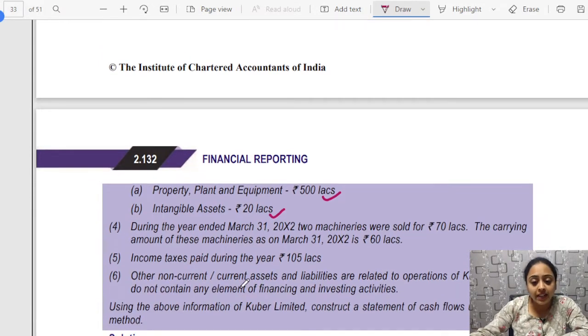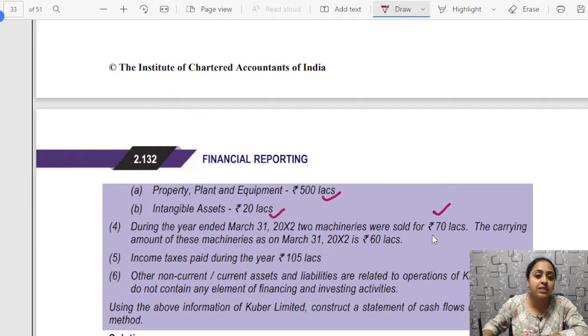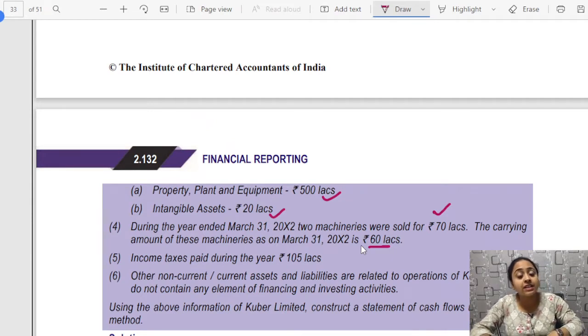During the year ended March 31st, 2022, two machineries were sold for 70 lakh. So 70 lakh has been an inflow. The carrying amount of these machines on March 31st, 2022 is 60 lakh. You will deduct the depreciation and all if it is given separately, and then finally the inflow that you are getting. Okay, and if there is any gain or loss and it has already been included in P&L, then you will be reversing it.